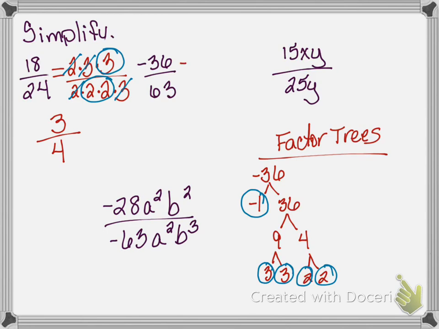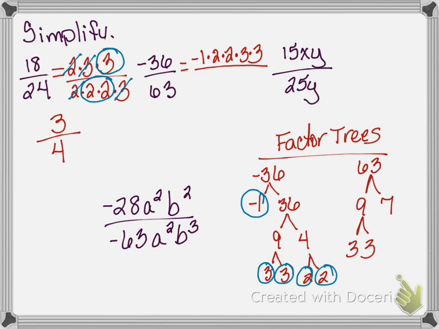So I write down -1 times 2 times 2 times 3 times 3. How do you check that to make sure you're right? Yeah, multiply them all together. That's exactly right. What does 63 break down to? 9 and 7. What does 9 break down to? Perfect. So I am left with 3 times 3 times 7.